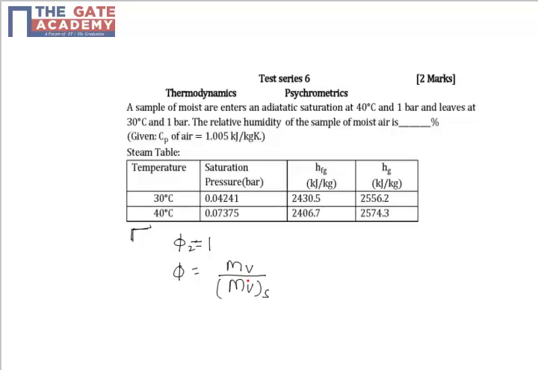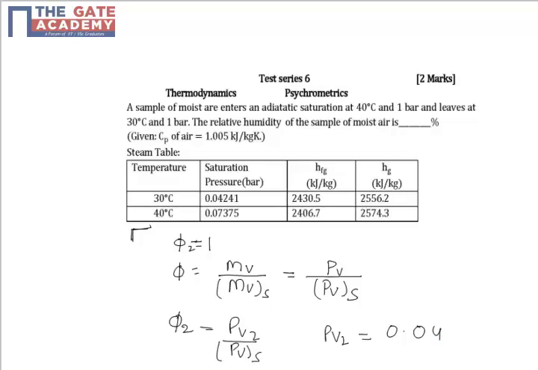If we reduce this in the form of pressure, then it is the partial pressure of vapor divided by the partial pressure of vapor at the saturation condition. So from here we can find out the value of PV2. At the leaving condition, phi 2 is equal to PV2 divided by PVS. So PV2 is equal to phi 2, which is 1, times PVS, that is already given as 0.04241 bar. It is the saturation pressure at 30 degrees centigrade.